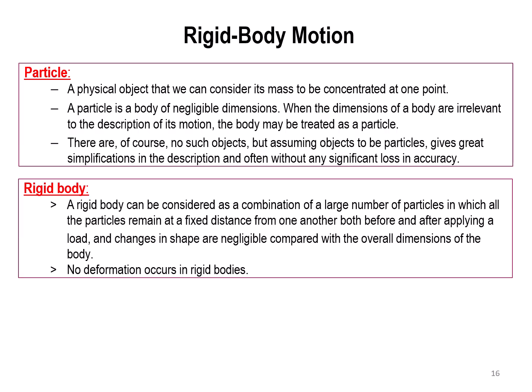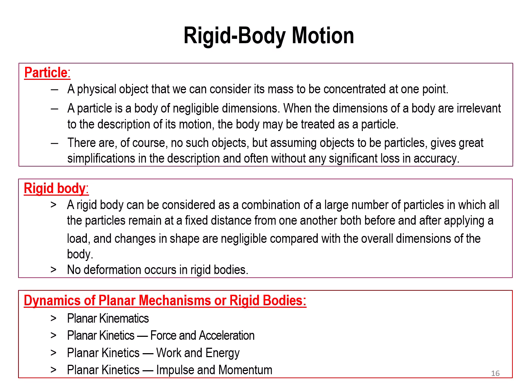A rigid body, which is more than a particle, can be considered as a combination of a large number of particles in which all the particles remain at a fixed distance from one another, both before and after the application of the load. The changes in shape are negligible compared to the overall dimensions of the body. No deformation should occur in a rigid body.